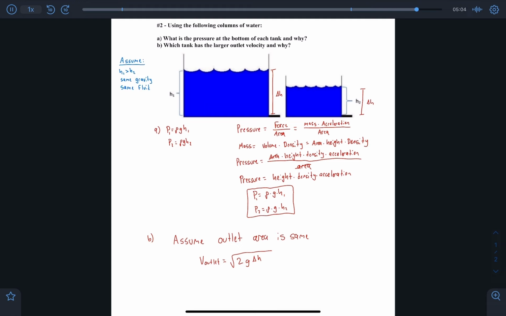But if you want to go and look how to derive that and get the velocity of the outlet, go check out problem number 1 in the fluids playlist, and that will explain to you how you get that velocity. And so that's how you would answer part B of the problem. You'd go through and derive out the velocity of the outlet, and that's how you do this one. Hope that helped.